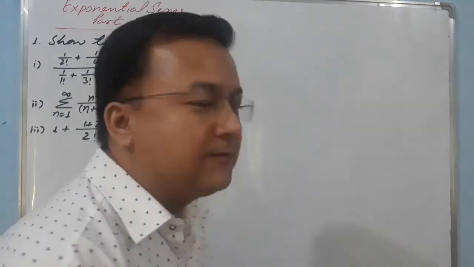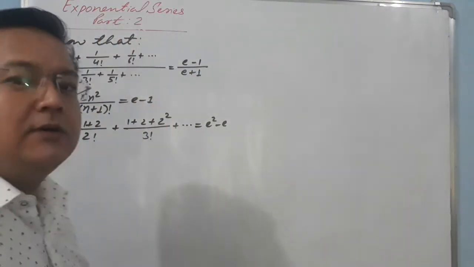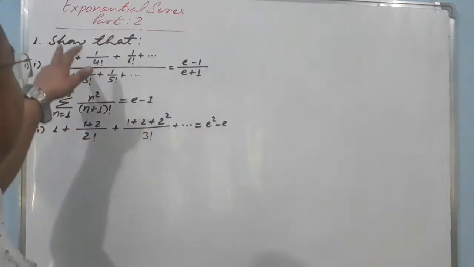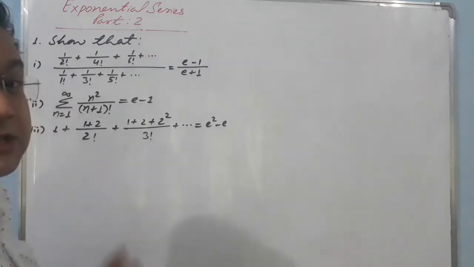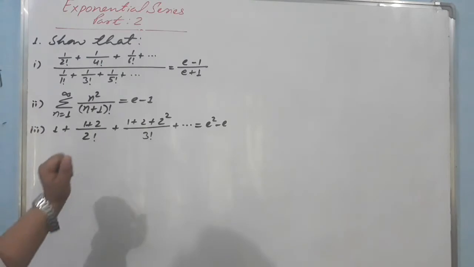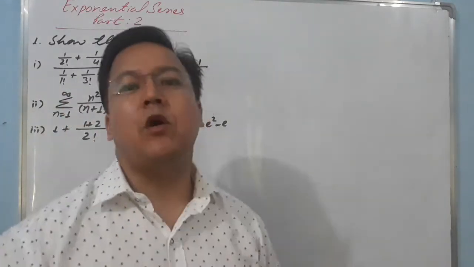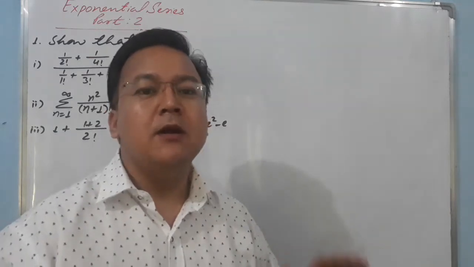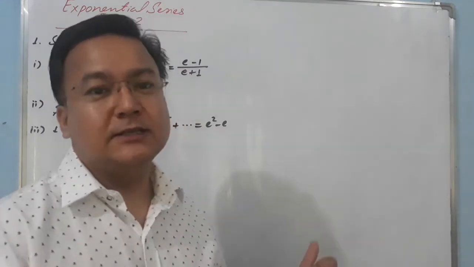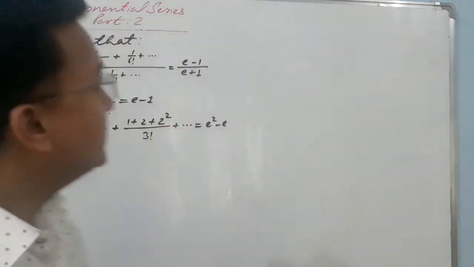Welcome to my mathematics class. Let's see today's topic. Today's topic is Exponential Series Part 2. I've taken this topic from the grade 12 book. Three questions I have taken: show that this is equal to this, and this is equal to this, and this is equal to this. All three questions are very important from the examination point of view. If you are in grade 11, then this video is very important to you. All right, so let's start.